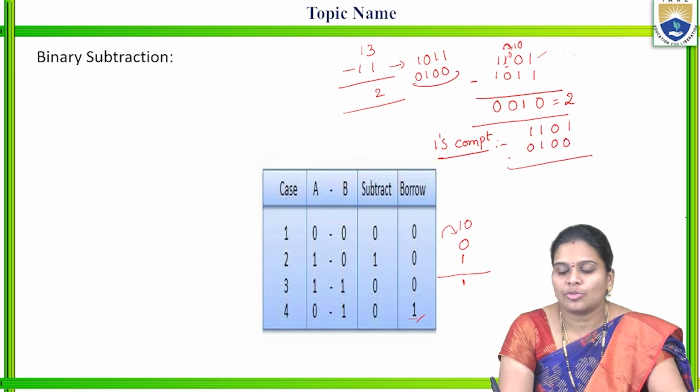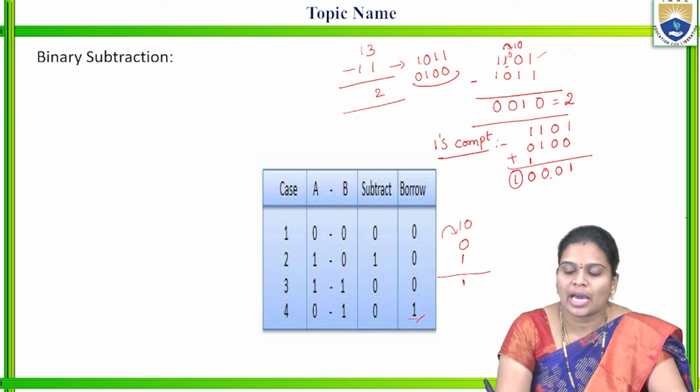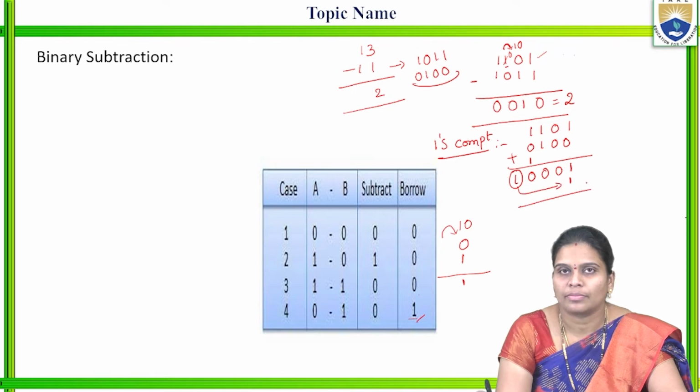Now add these 2 numbers. 1 plus 0, 1. 0 plus 0, 0. 1 plus 1, 1, 0. 1 plus 1, 1, 0. So here the carry is present. That carry is added into the LSB bit. So 1, 1, 0, 0 plus 1 is 1, 1, 0, 1... 0, 0, 1, 0. So this is equal to 2. So the sign is plus 2.